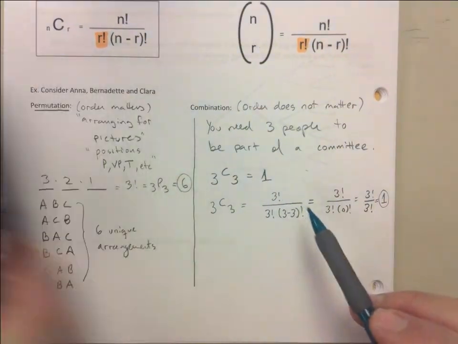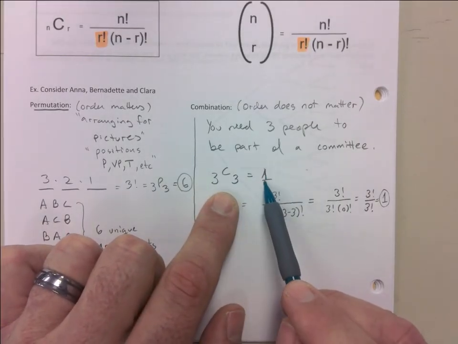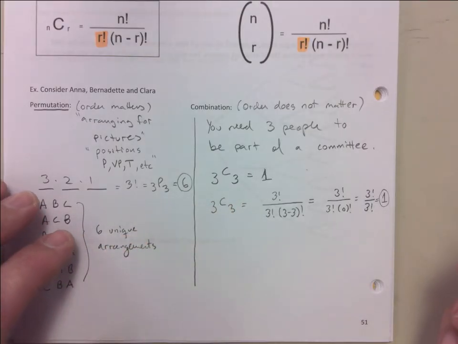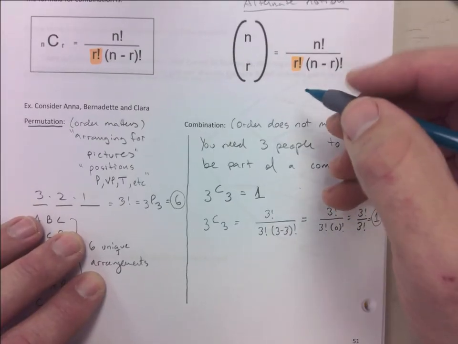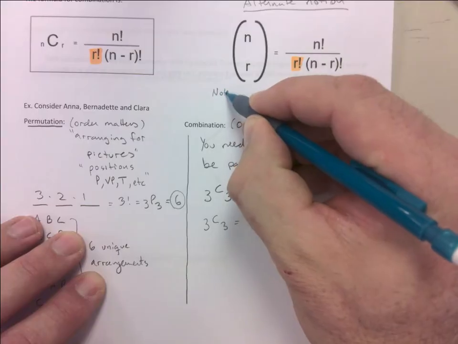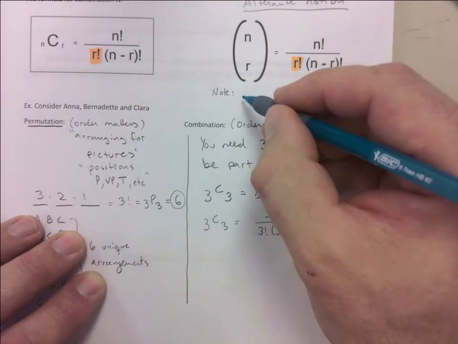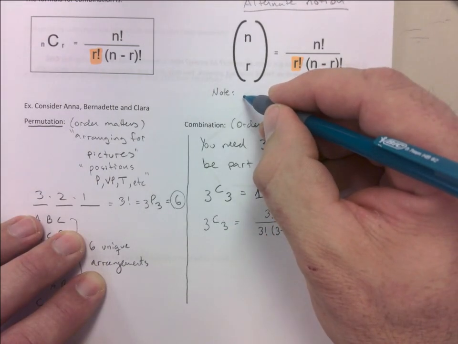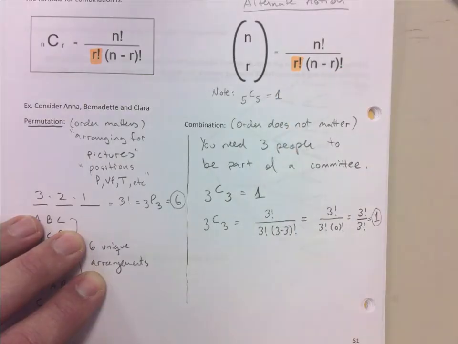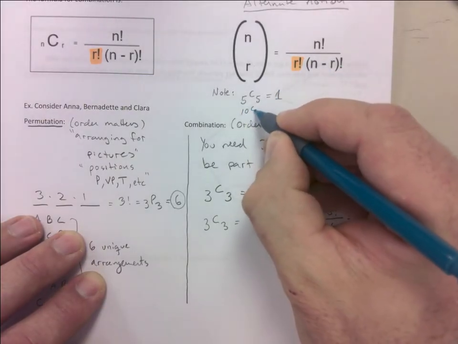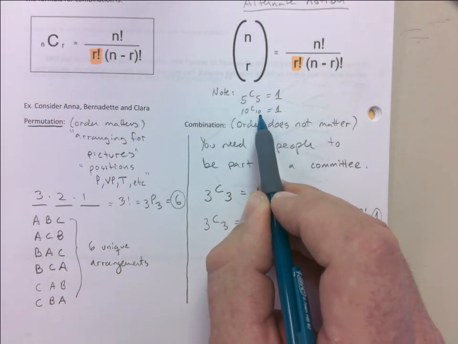So if it's a word problem and they don't ask you about doing this by hand or showing work, you just go 3C3, get me the number. In fact, I will say this, a little rule here on the side. Note, I think these ones are very good to have on your study sheet. If you ever have 5 choose 5, it's always going to be 1. 10 choose 10 is always going to be 1. So when both numbers are the same, you're always going to get a 1.